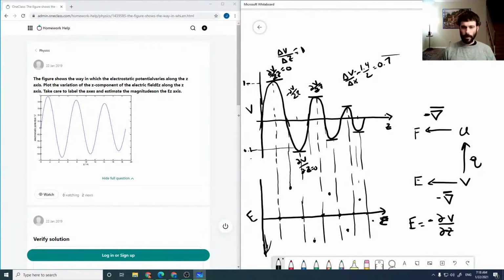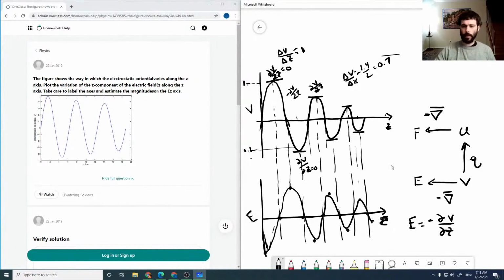So here's my points. They've compressed a bit. I don't think it's supposed to be this compressed. There's supposed to be a time variance here, but that's my rough sketch.